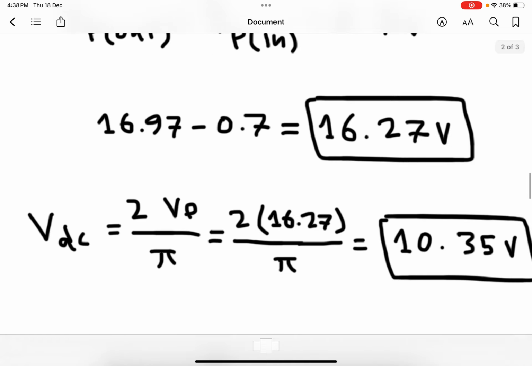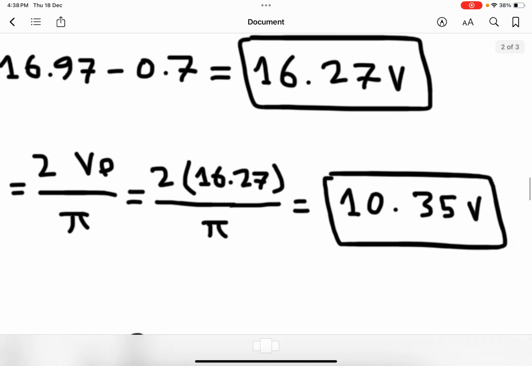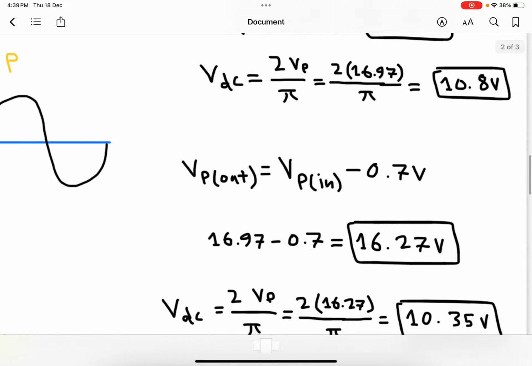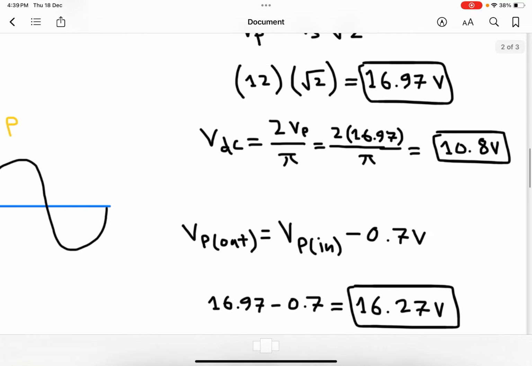Now if we want to calculate the DC voltage, which is equal to 2 multiplied by peak voltage divided by pi, which is equal to 2 multiplied by 16.27 volt divided by pi, equal to 10.35 volt. So we will see the difference between the second approximation and the first one.